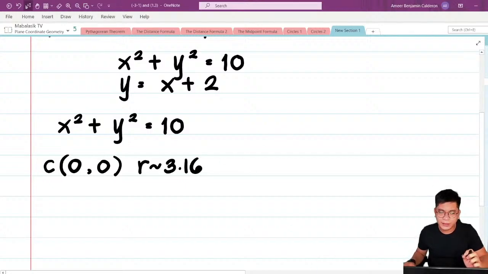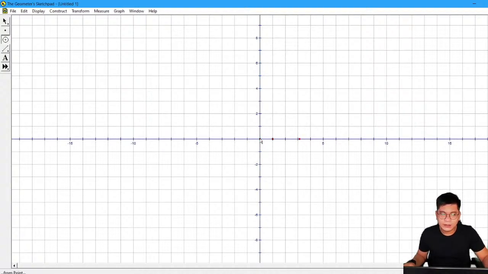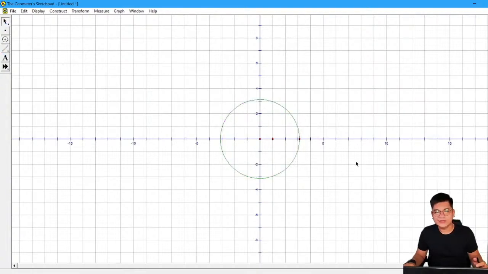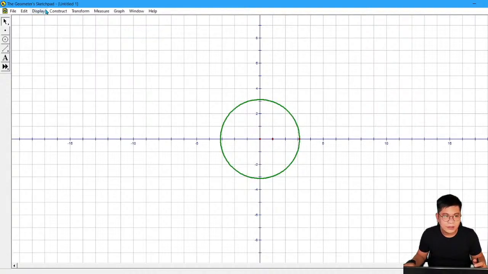So we now have the center, we have the radius. Let us go to our coordinate plane. Let's draw a circle. The radius is 3.16. So 1, 2, 3. Maybe the 0.16 goes a little past it. Something like that, just an estimate. And then let us draw our circle. So this is our circle. Let us have it in a thick color. Let's make the thickness bigger so we can see it. This is our circle now.